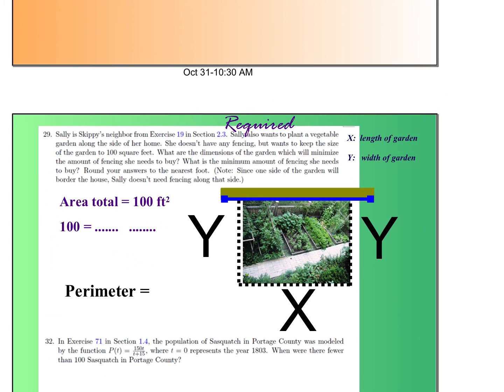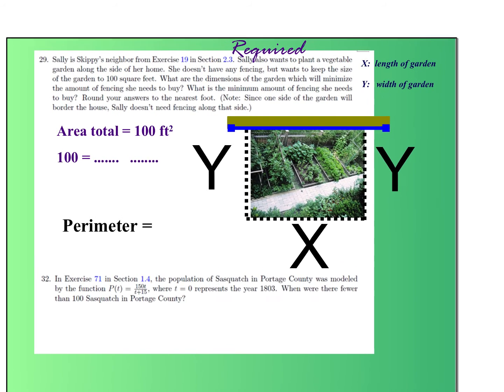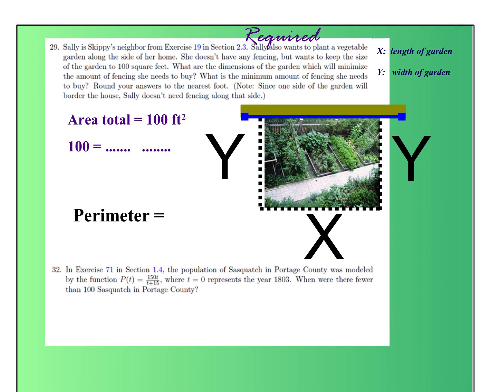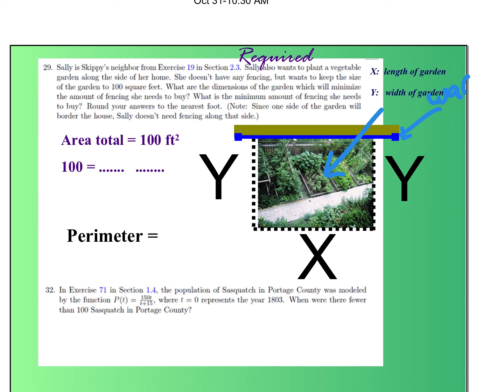This one. Word problem. This is kind of messy, but it's a garden seat. It's along a wall. That blue thing is a wall. And X is one of the sides.